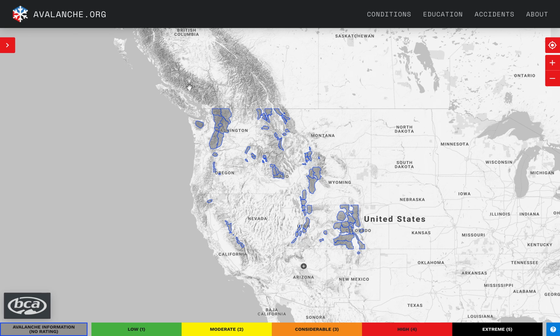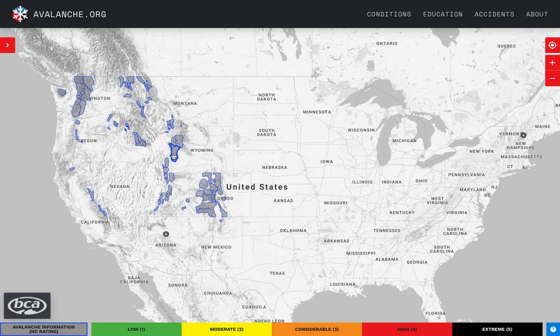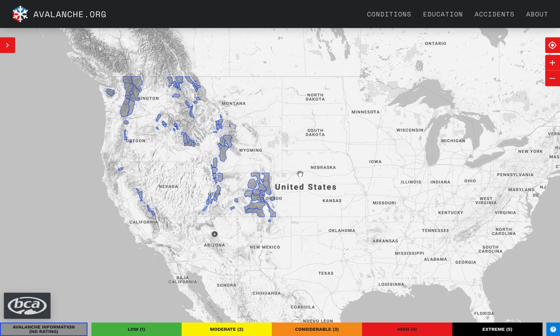All right. So now I'm going to be teaching about how to read an avalanche forecast. This is the homepage for avalanche.org. This is a really great website that has a map of every single avalanche forecast center in the United States. And essentially, each forecast center is different. It covers a specific area.